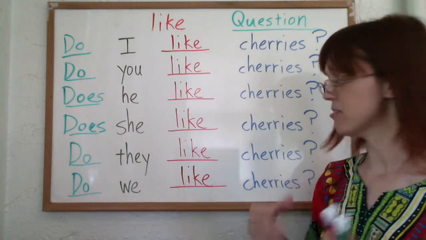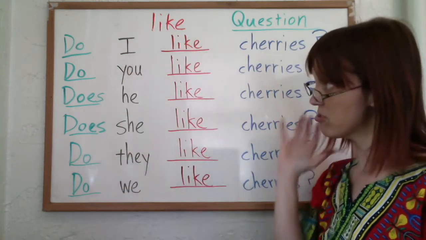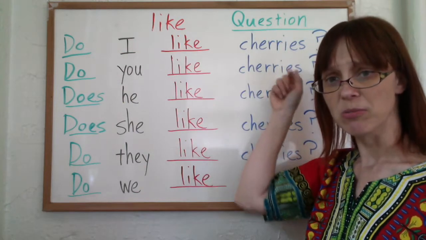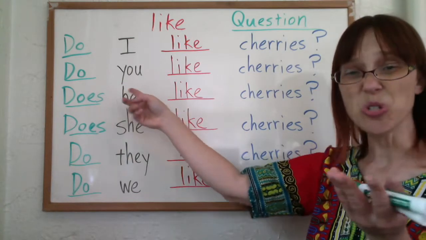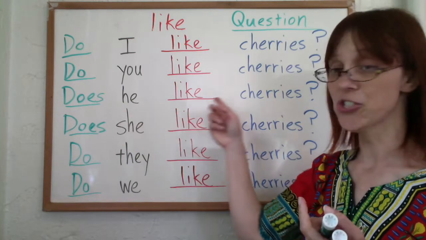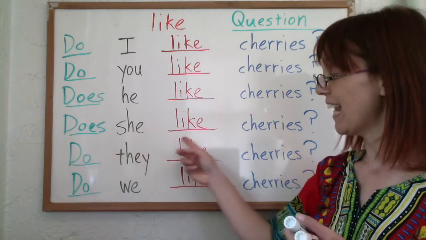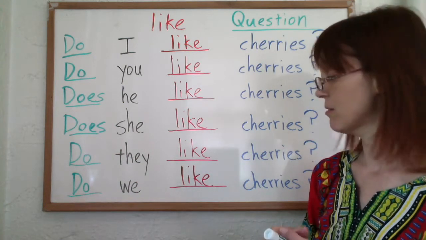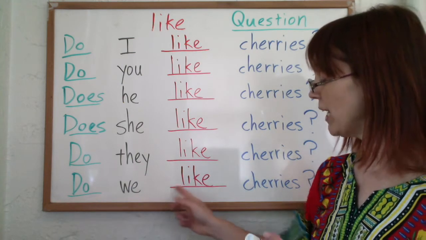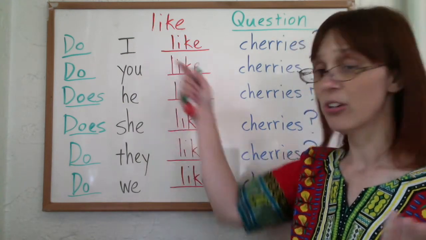So this is a question. If I want to ask a question, I use this form. Do I like cherries? Do you like cherries? Does he like cherries? Does she like cherries? Do they like cherries? Do we like cherries?